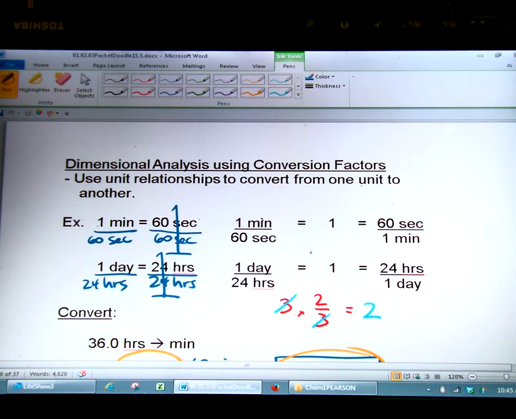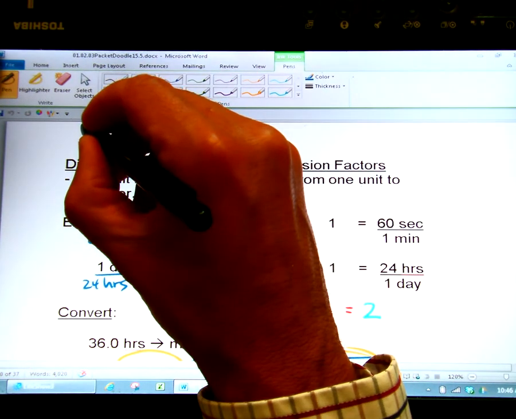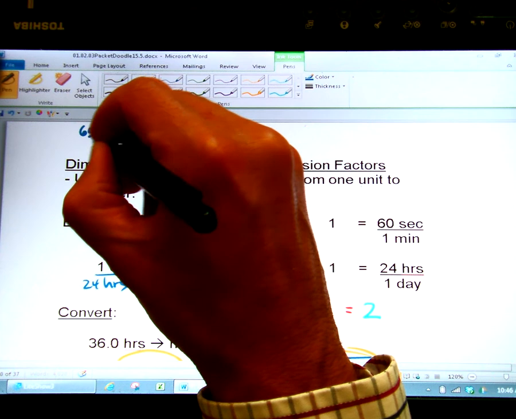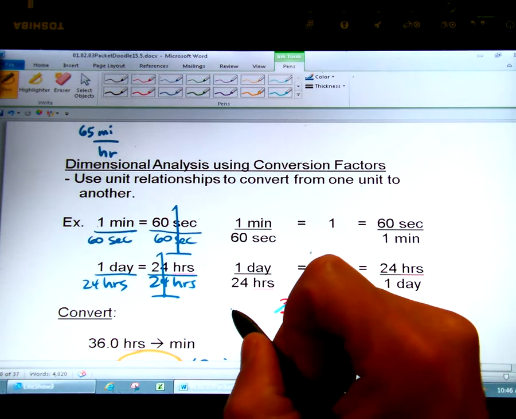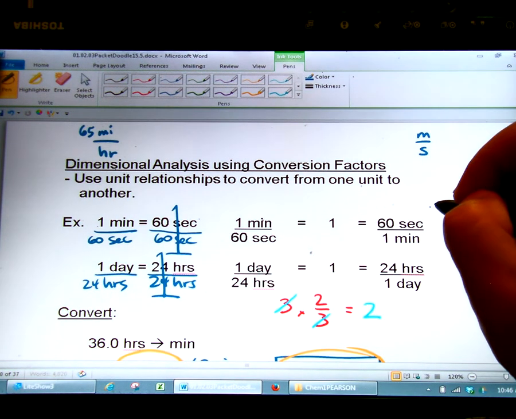Today we're going to continue in the chapter 1 to 3 packet on page 11, and we're going to learn how to do a double conversion, meaning that there's a numerator and a denominator in the number that you're trying to convert. So let's suppose you're driving down the highway at 65 miles per hour, and you want to determine how many meters per second that is.